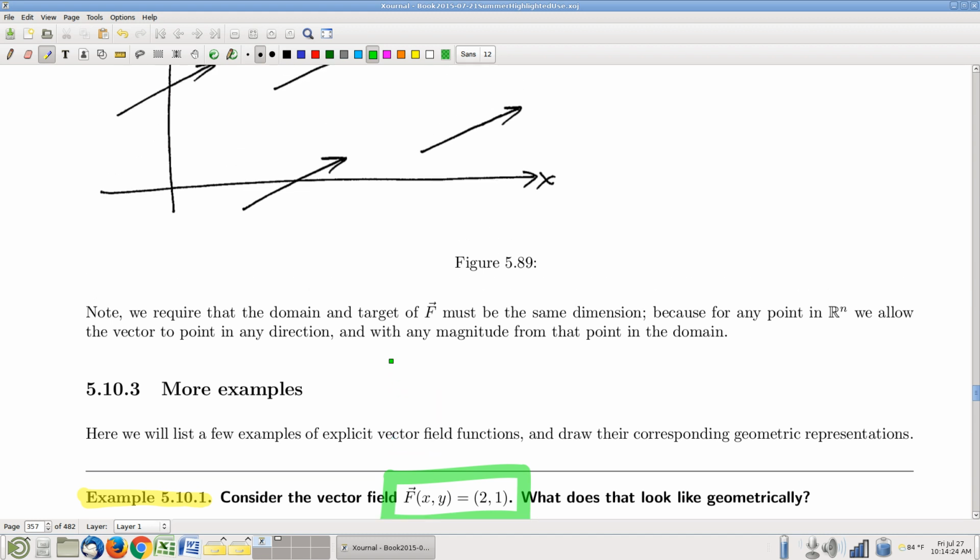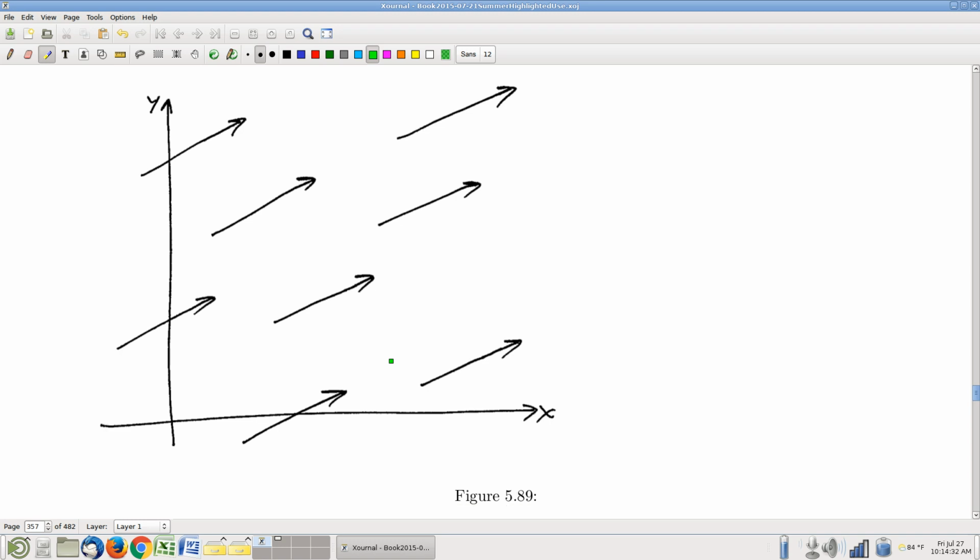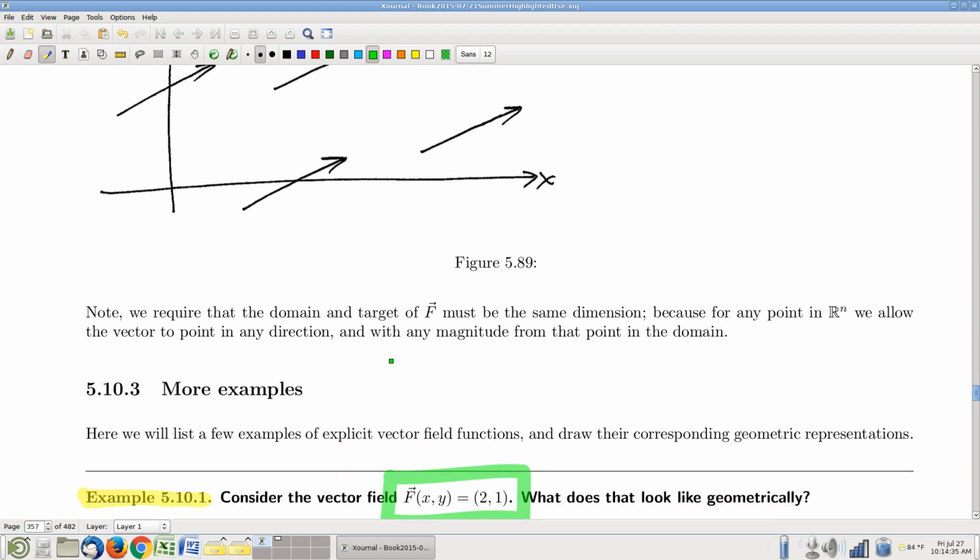I claim that looks like what I've got drawn up here. This is f of x, y equals 2, 1. Notice all the vectors are the same vector. As they should be. If you think about it, that's exactly what this says. This says at every point x, y, at all of these different locations, we always write down the same vector. At this point, 2, 1. At this point, 2, 1. At that point, 2, 1. Always the same vector, 2, 1. Does everybody see how that makes sense? Everybody see how I got this picture from this formula?